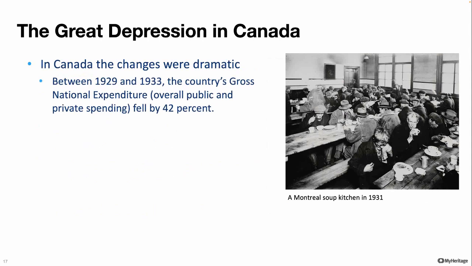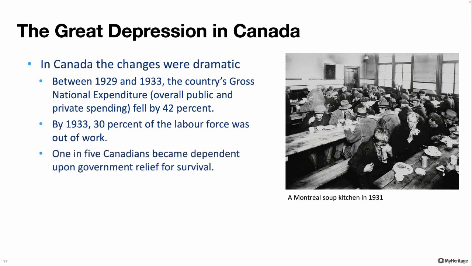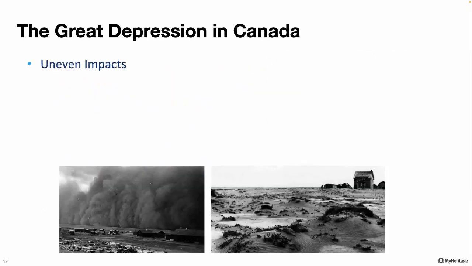Between 1929 and 1933, 1933 is often considered to be the deepest, hardest, most severely bad year of the Depression, not only in Canada, but also in the United States. By 1933, the country's gross national expenditure had fallen by 42%, an overall measure of public and private spending. By 1933, 30% of the labor force was out of work. 1 in 5 Canadians became dependent upon government relief for survival.